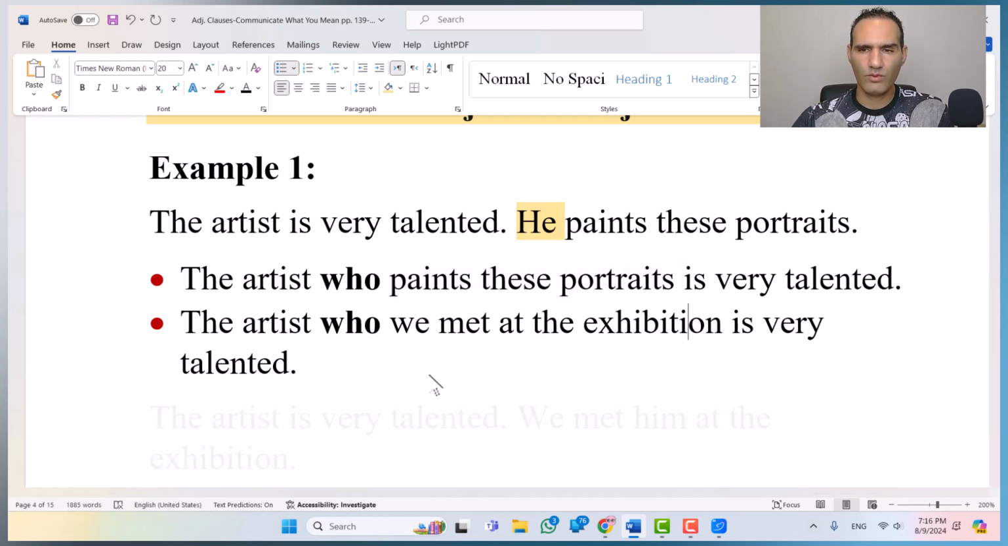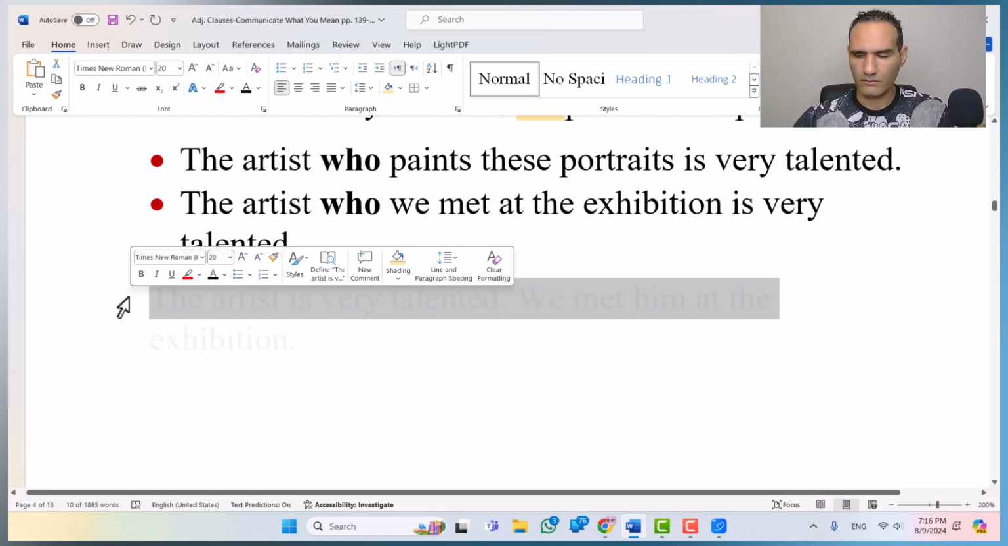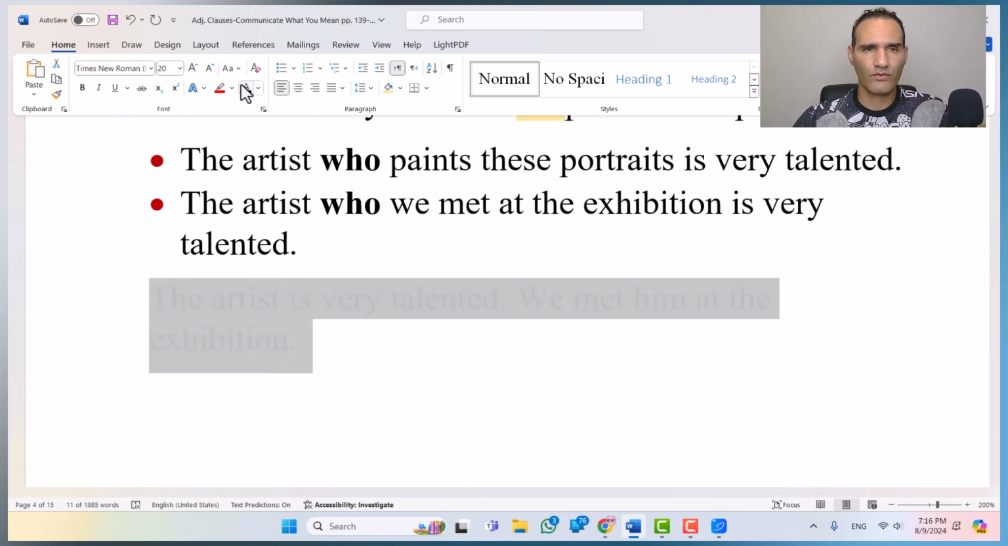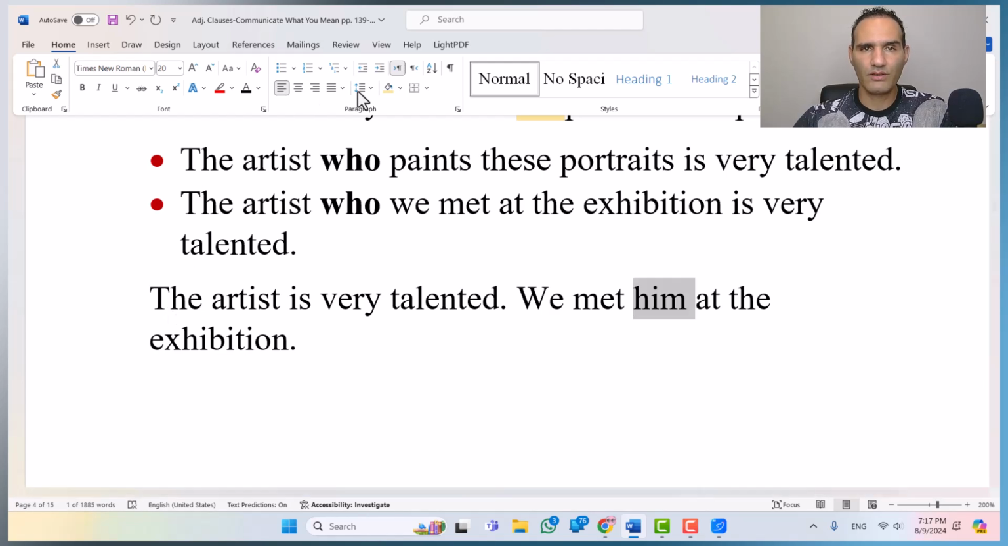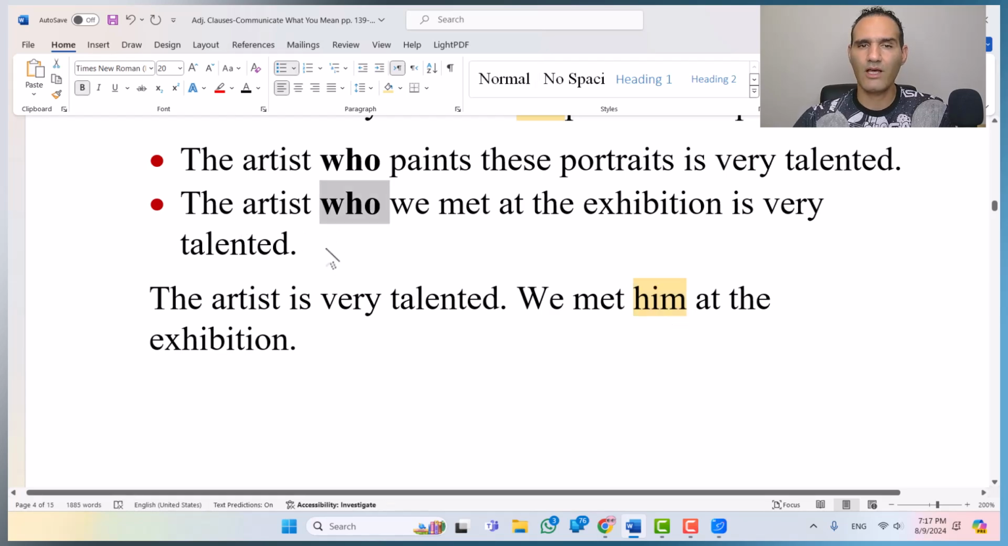But this one here is relative pronoun as object. Why? Let's see. Here I have the two sentences forming this one. The artist is very talented, the same as the previous one. We met him at the exhibition. So here, who has come instead of an object. We call it relative pronoun as object.